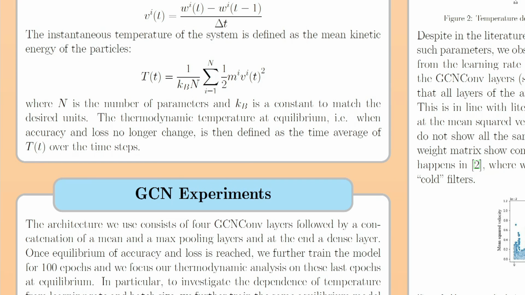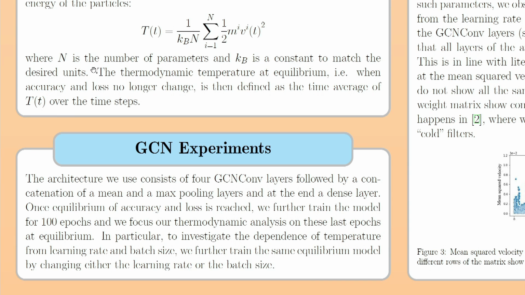The temperature at equilibrium, so the thermodynamic temperature we consider, is calculated by averaging over the time steps we consider, in this case the epochs, when the training has finished, so when the loss and the accuracy no longer change, which is our condition of equilibrium in the case of neural networks.